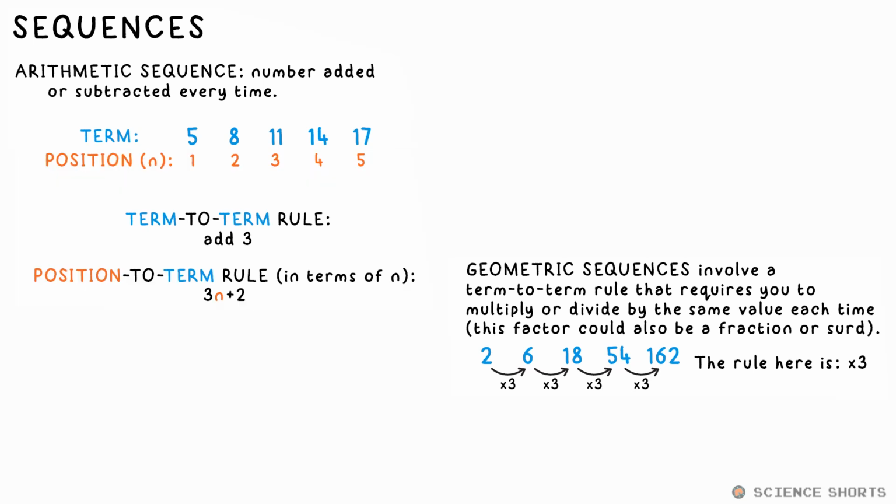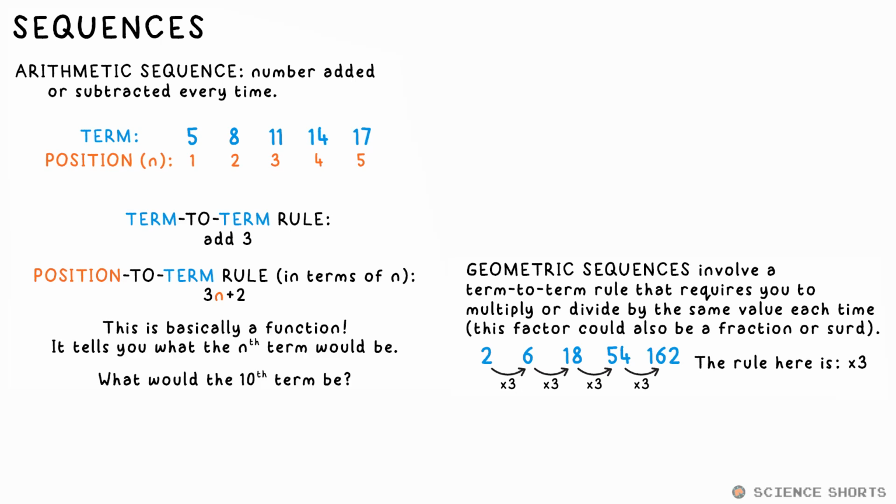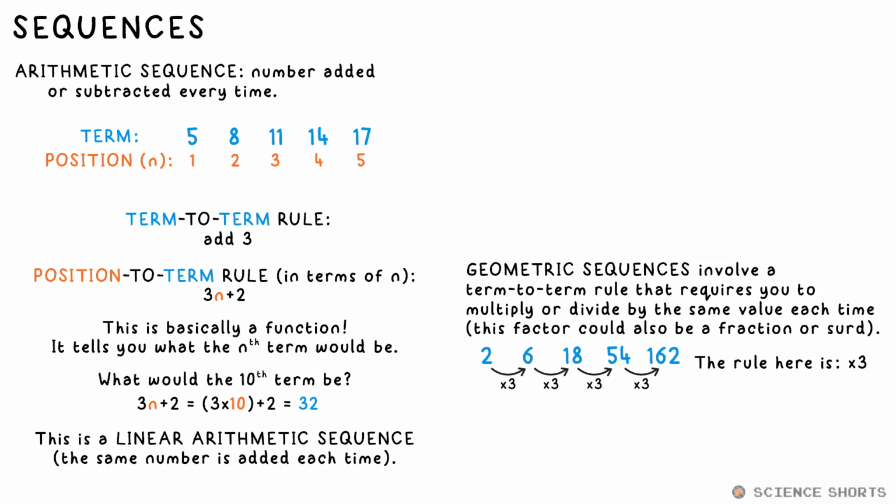We also have position-to-term rules instead. Basically, the first term in the sequence, we can assign the position 1, the second term has position 2, etc. So if we call the position n, then we can say that for this sequence here, the position-to-term rule is 3n + 2. Once you have an expression like this for the nth term, you can find any term in the sequence by putting the position in the place of n. So the 10th term would be 32.